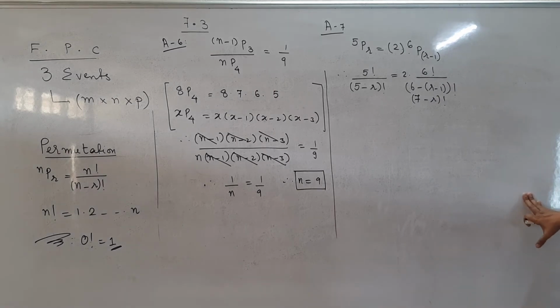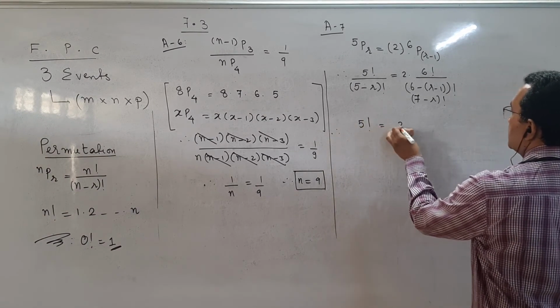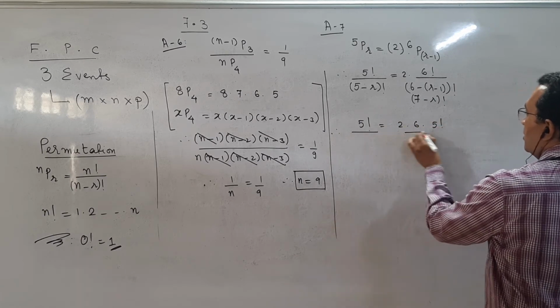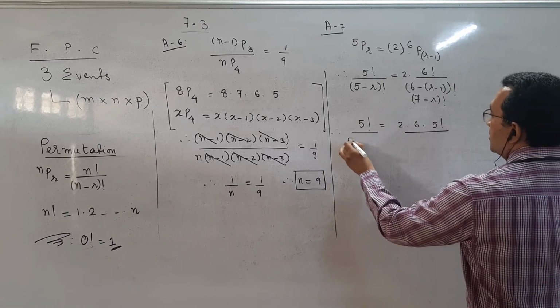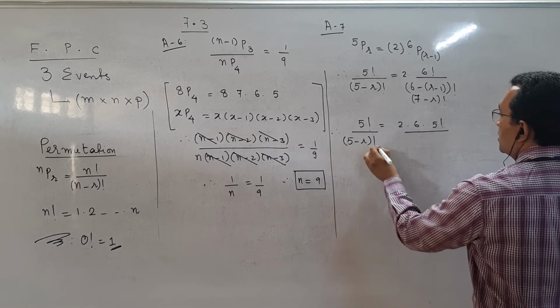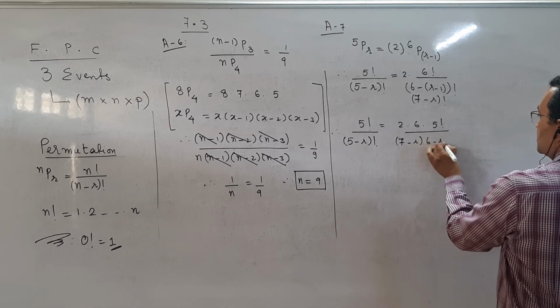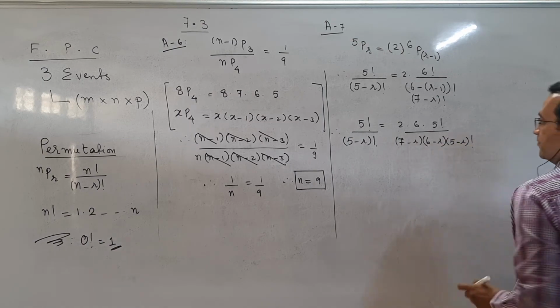That much you can understand. Now, out of 5 factorial and 6 factorial, what is bigger? 6 factorial. So, keeping this 5 factorial as it is, this is written as 6 into 5 factorial. Now, out of 7 minus R and 5 minus R, which is the bigger term? Of course, 7 minus R. So, reduce it by 1. Then 6 minus R, and reduce it by 1, so 5 minus R.